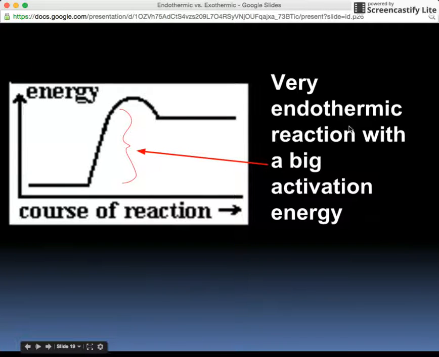Okay, so you paused it. So this is a very endothermic reaction. The reactants are much lower in energy than the products, and we have a huge activation energy. Look at this big jump that has to happen in order for this reaction to work. This is huge. This is a ton of energy here.